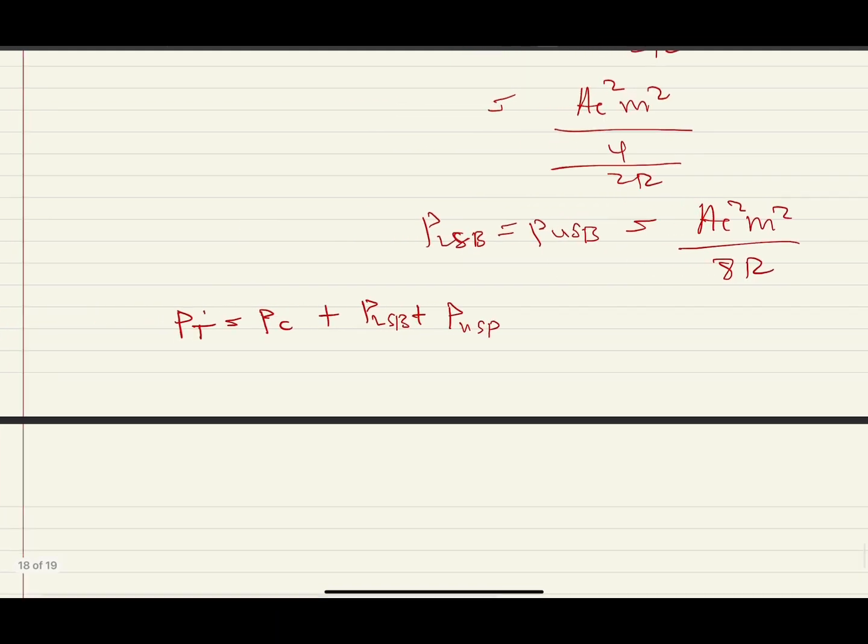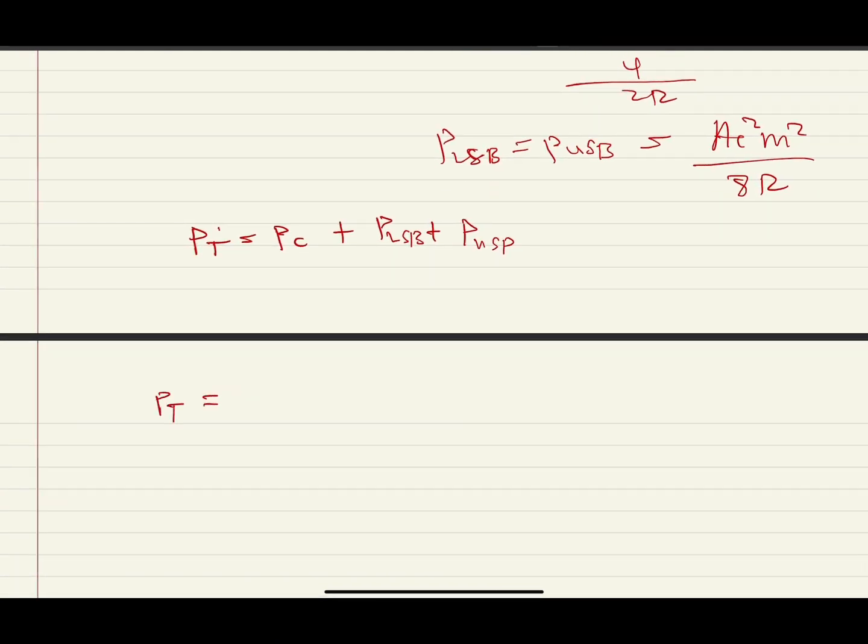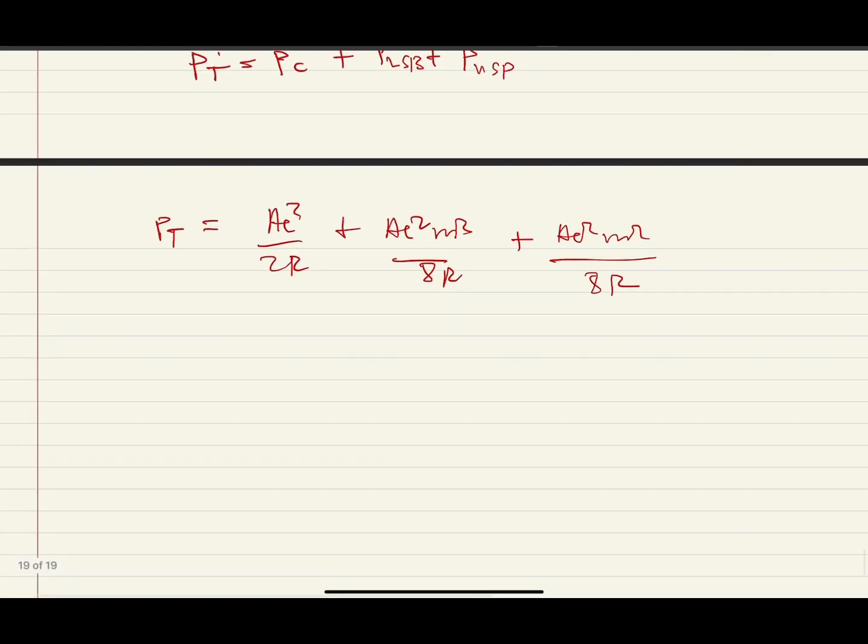And therefore, we can say that our PT is equal to AC squared over 2r plus AC squared m squared over 8r plus AC squared m squared over 8r. So now that we have this, we can further simplify it to get whatever we want. In finding a common LCM for this, we are going to get 8r into bracket 2 AC squared m squared plus AC squared over 2r equal to PT.